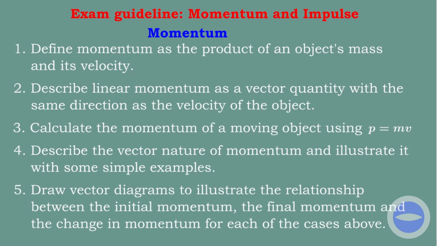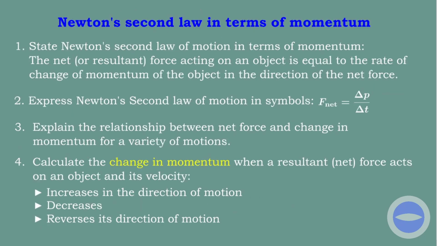And then we are going to Newton's second law in terms of momentum. What we must know about Newton's second law in terms of momentum is that we need to state Newton's second law of motion in terms of momentum. So the law says the net or resultant force acting on an object is equal to the rate of change of momentum of an object in the direction of the net force.